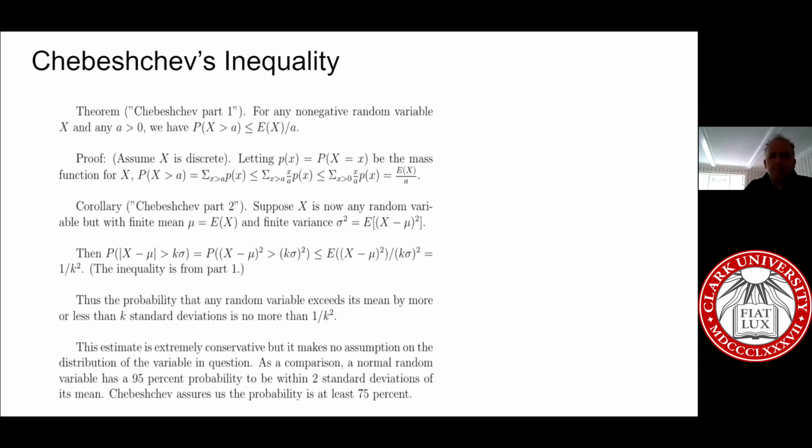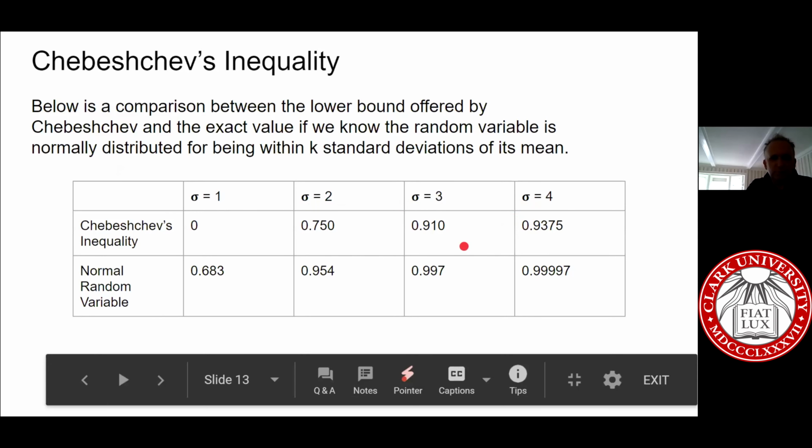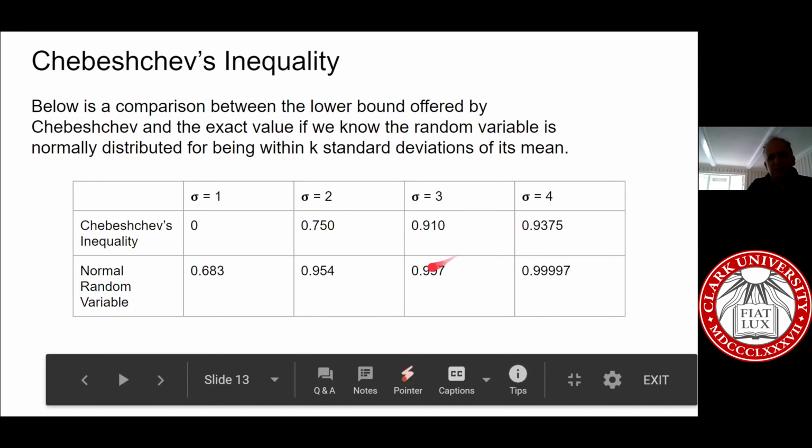Okay, so I computed the sum for some examples here to show you the comparison. Actually, this shouldn't be sigma, this is a mistake here. This should say k. This is if k equals 1. So if I'm k standard deviations away from the mean, 1, 2, 3, 4. Chebyshev doesn't tell me anything if I just want to know the probability I'm within 1 standard deviation. It tells me it's 3/4 that I'm within 2, 89% within 3, 94% within 4.